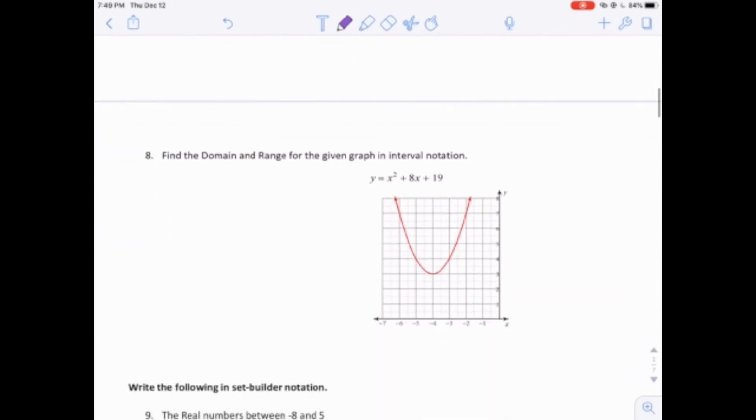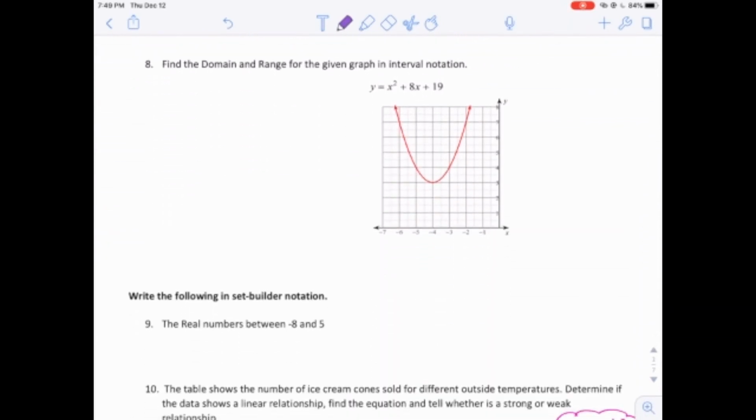All right, number 8, find the domain and range for the given graph in interval notation. It's a parabola. For a parabola, remember that the domain is always all real numbers, which written in interval notation looks like this. So domain, remember all 3 functions that we've talked about this semester, linear, absolute value, and quadratic, always have a domain of negative infinity to positive infinity, or all real numbers.